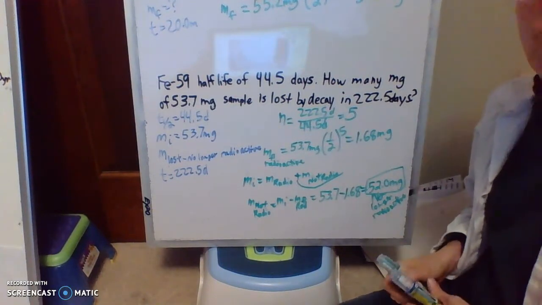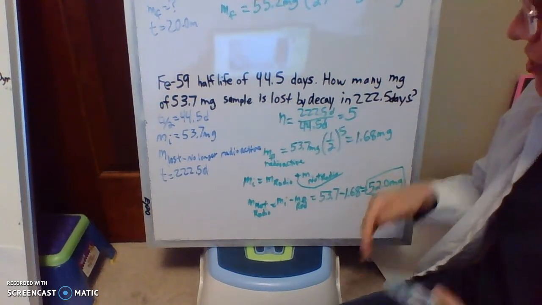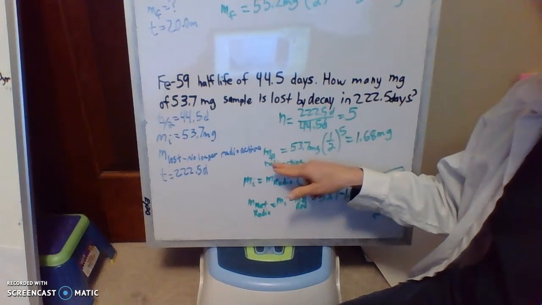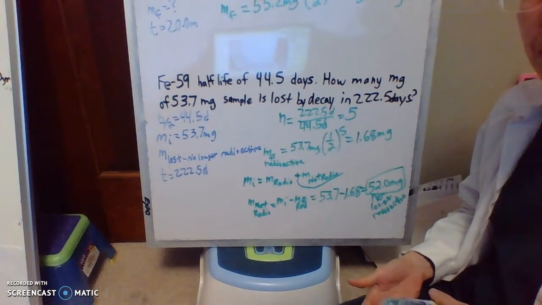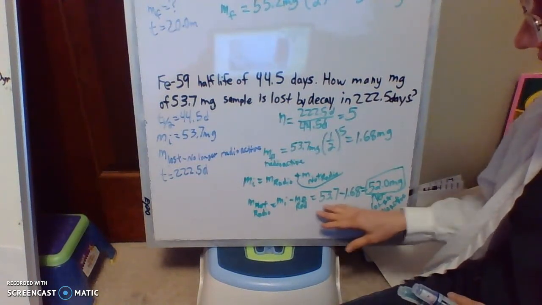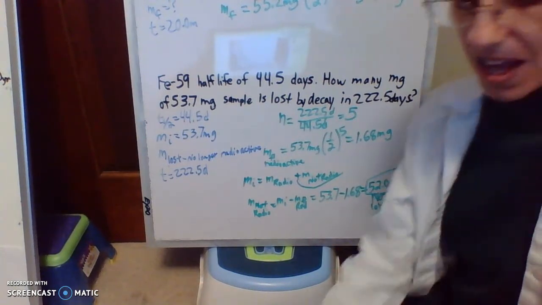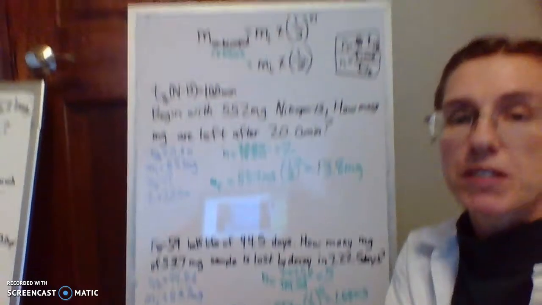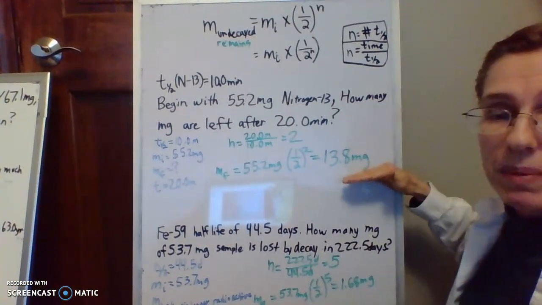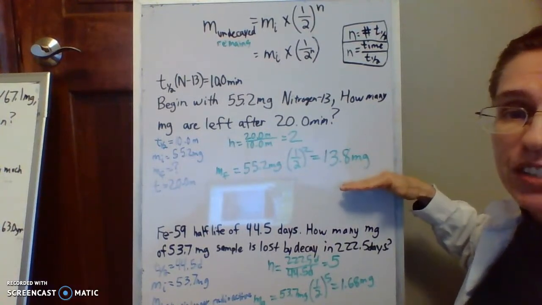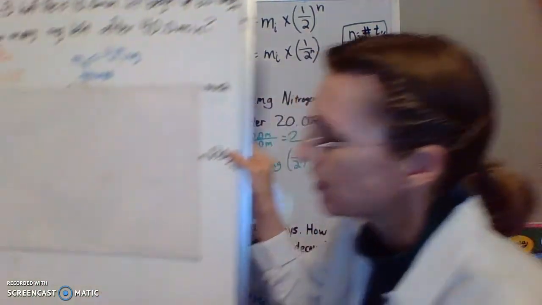So be careful about what you're asked for. If you're asked for how much is still radioactive, you're just solving for M final. If you're asked for how much is lost or how much is no longer radioactive, then you have to add this additional step of subtracting it from the initial one. Now, there are two more problems in your slides, which I'd like you to work on your own, that are exactly like this one up here, where you plug it straight into the formulas. There's no tricks about it. You just put them directly into the formula.